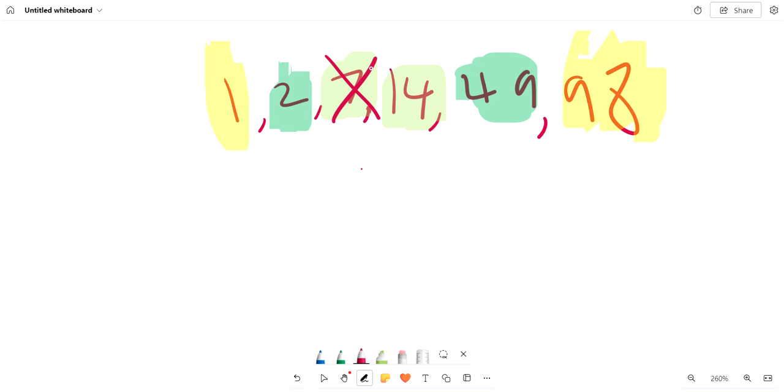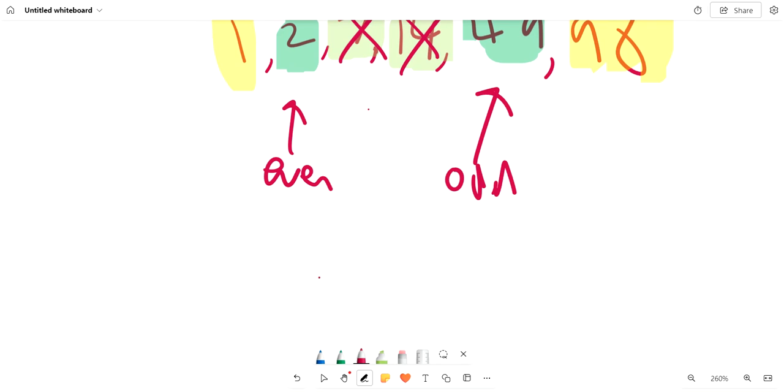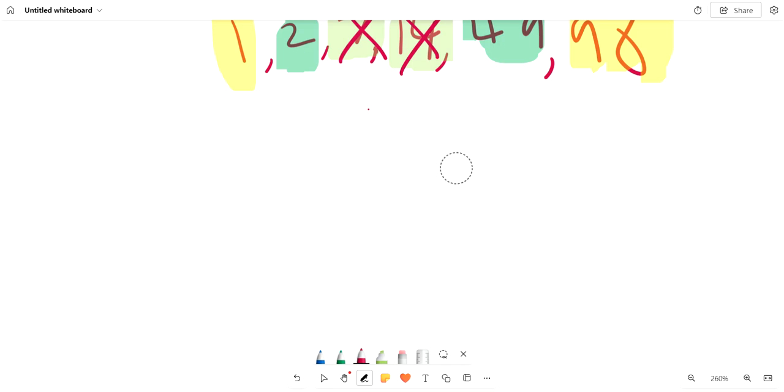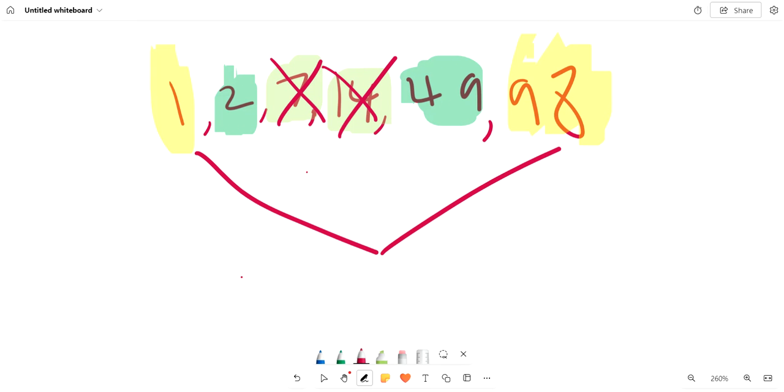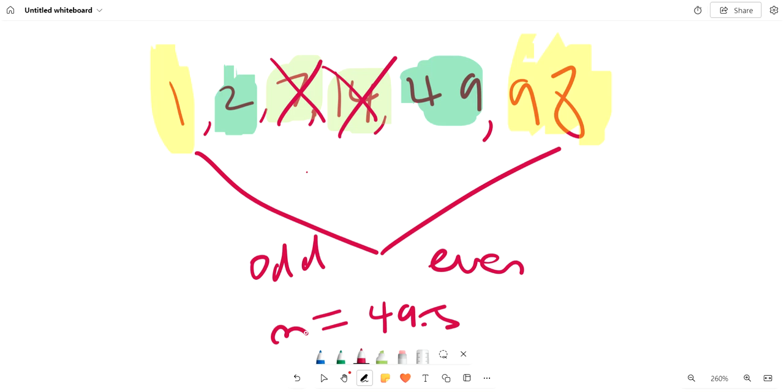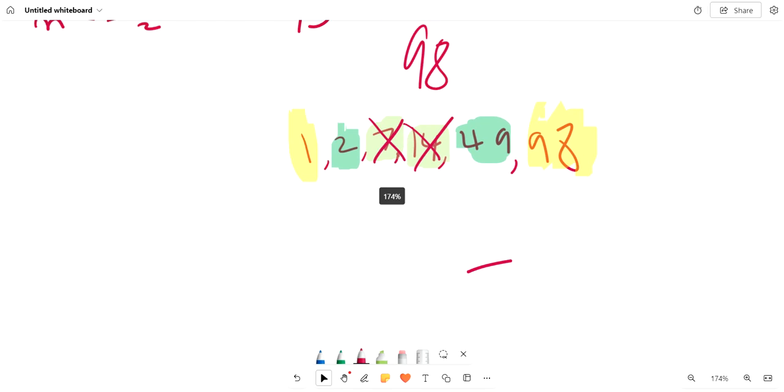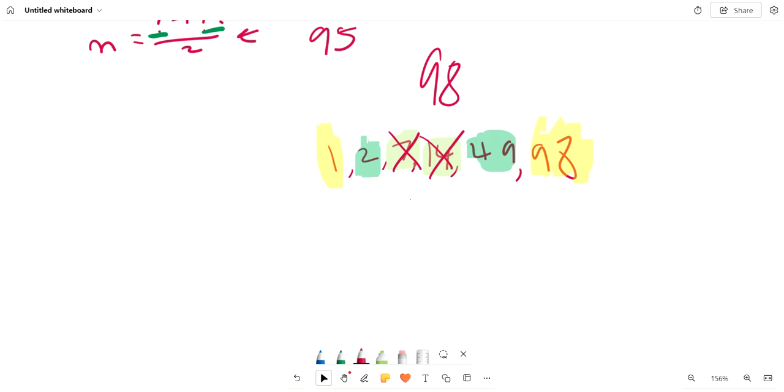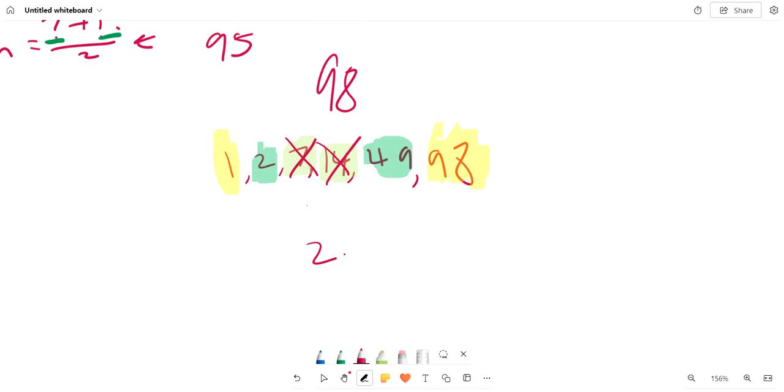Now let's try the next one, 2 and 49. It's even, odd. We try that out and we get m equals 25.5, which is again not an integer, so it can't be part of this. We try the last one and we get odd on this side, even on this side. We try that out and we get m is 49.5, which is not an integer. We do this a few more times and we notice that in order for it not to work, the number has to have only one factor of 2.